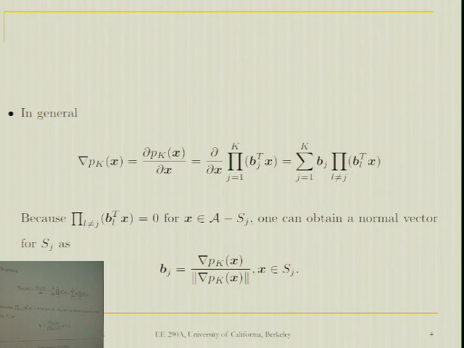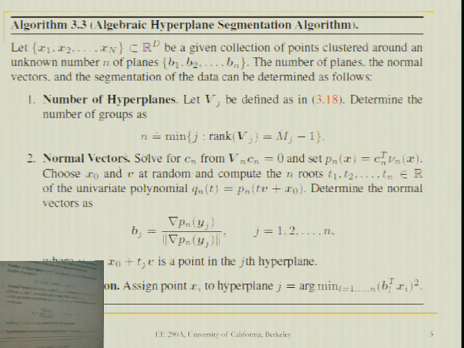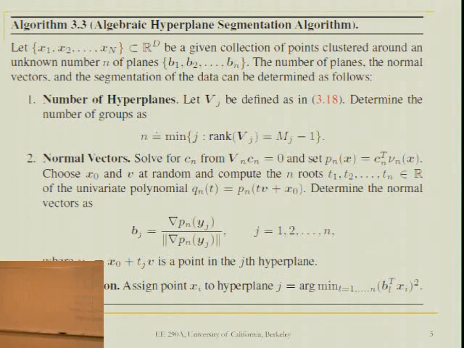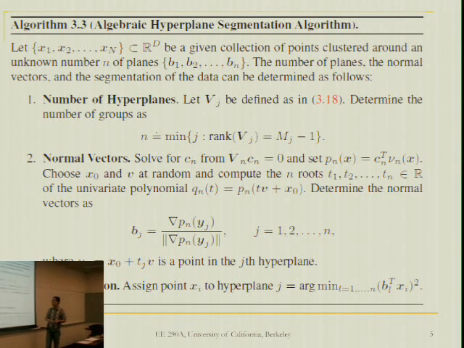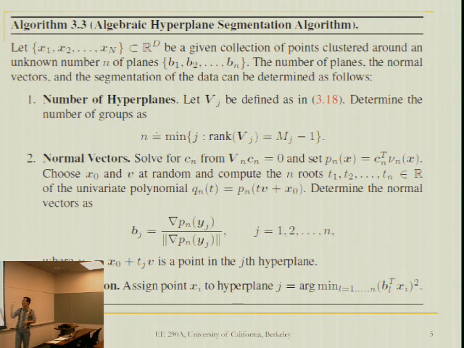Are there any questions? So here is algorithm 3.3 as a summary, the algebraic hyperplane segmentation algorithm. And we have just used the example to talk about the process of finding normal vectors. And after we find a normal vector, we use the relationship that the normal vector is always orthogonal to the subspace, and then we can do the segmentation of the sample points.